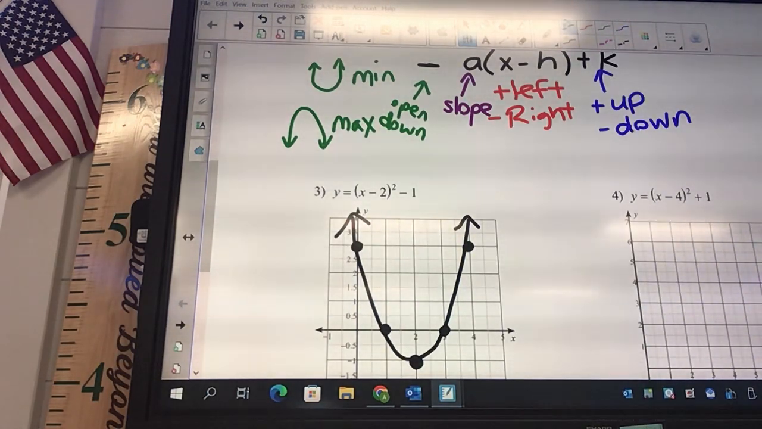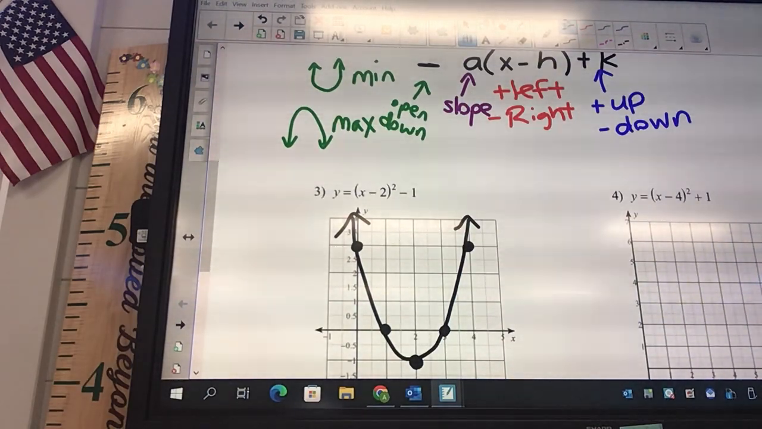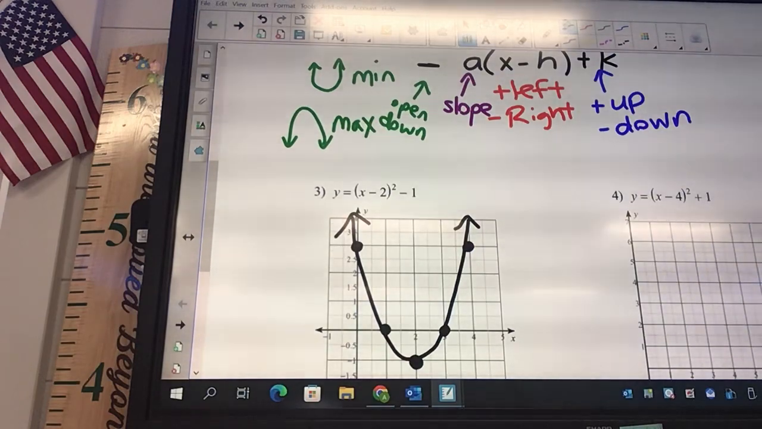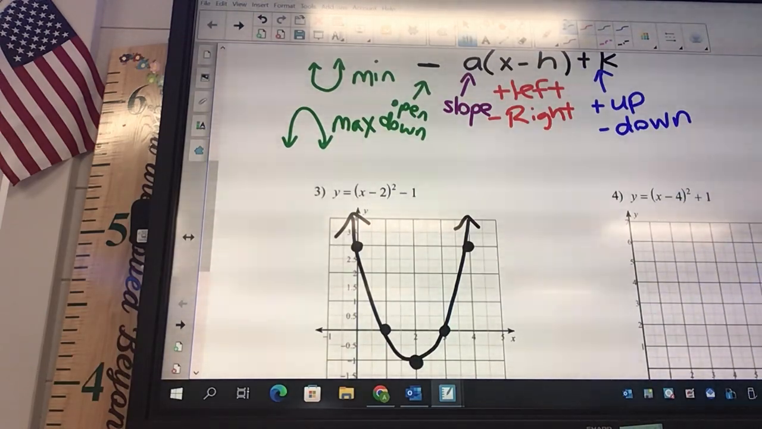Okay, does this graph have a min or a max? It's a min. What are the x-intercepts? 1 and 3. Okay, wherever it crosses the x line, that's going to be our x-intercepts.